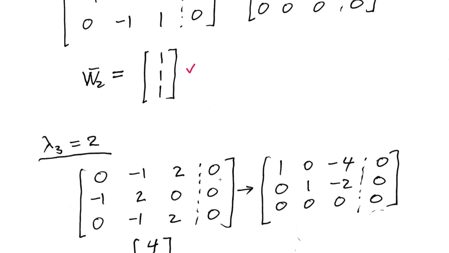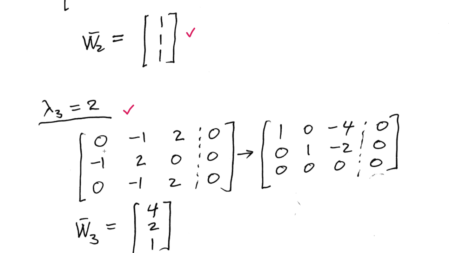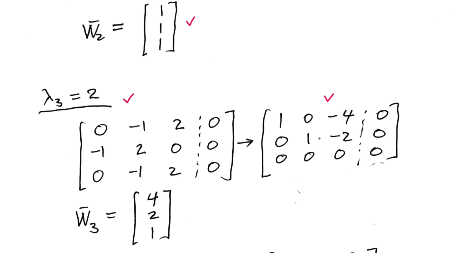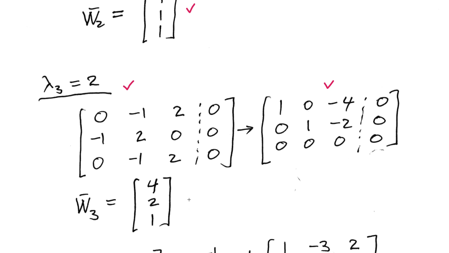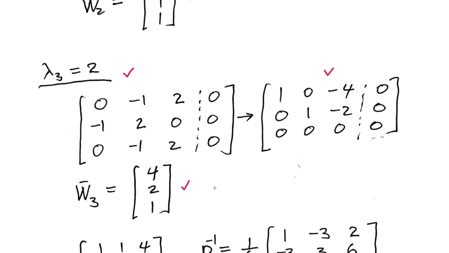Finally, my last eigenvalue here is 2. This corresponds to the following system: 0, -1, 2, 0; -1, 2, 0, 0; 0, -1, 2, 0, just like the top here. This row reduces to the following: 1, 0, -4, 0; 0, 1, -2, 0; zeros all along the bottom. What's an eigenvector corresponding to this? It turns out to be 4, 2, 1.